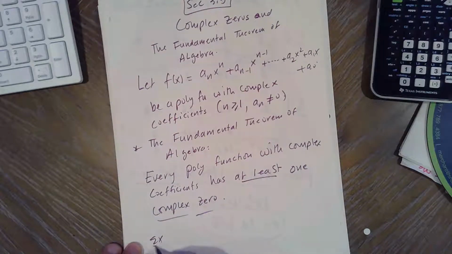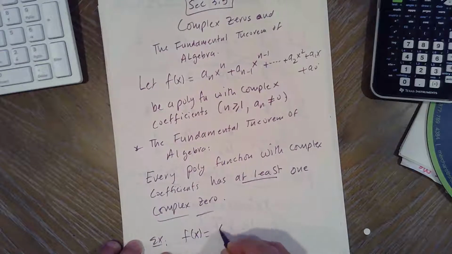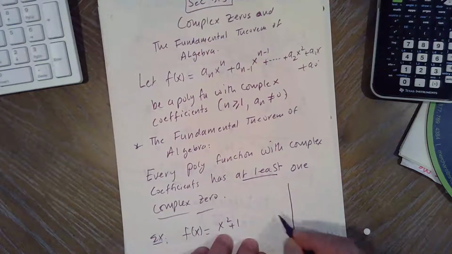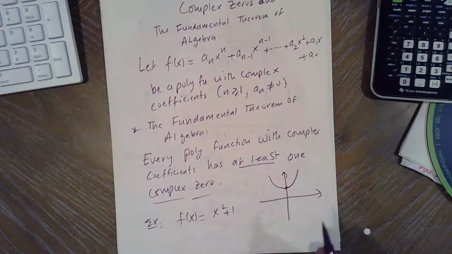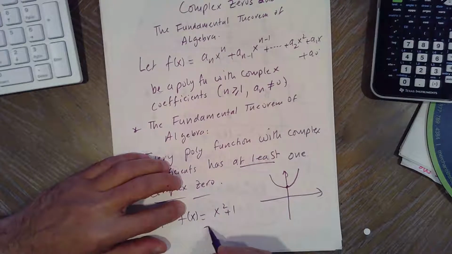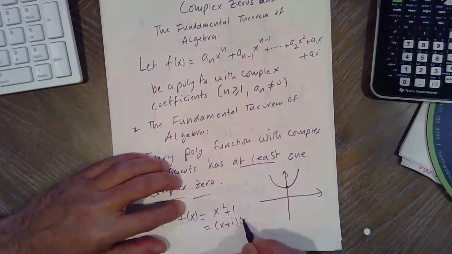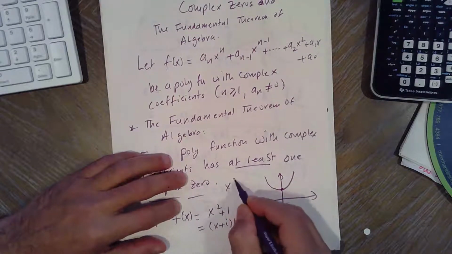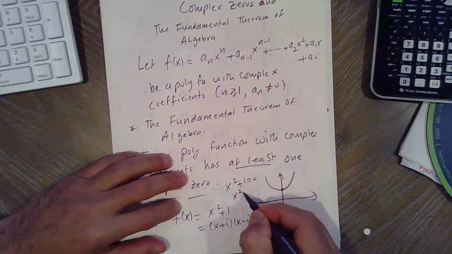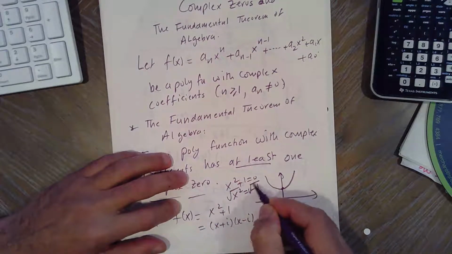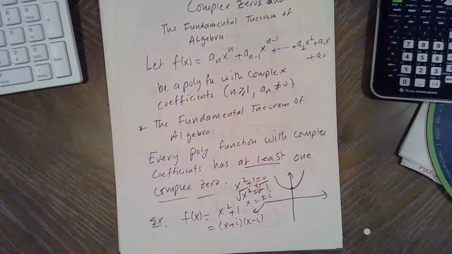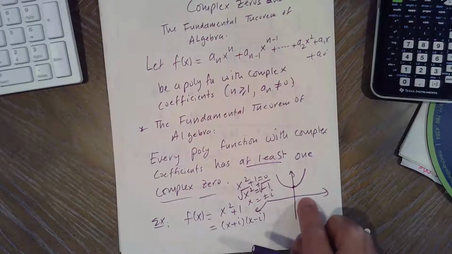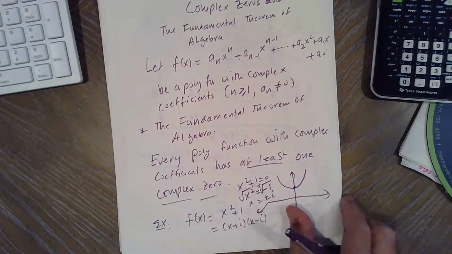For instance, if you look at f of x equals x squared plus 1, this doesn't have any real zeros. From the graph, we know that. Right? It doesn't cross the x-axis, but it has two imaginary zeros. It's x plus i and x minus i. Okay? Because x squared plus 1 equals 0, x squared equals negative 1. When you square root it, x equals plus or minus i. Okay? So this has two complex zeros. None of them is going to show on the graph because they're imaginary zeros. Okay?